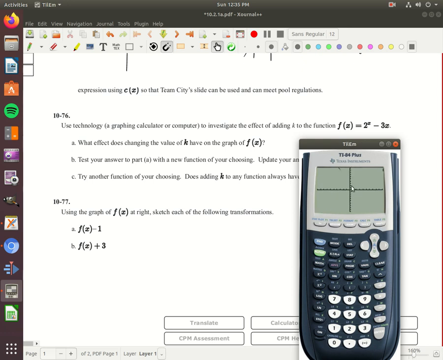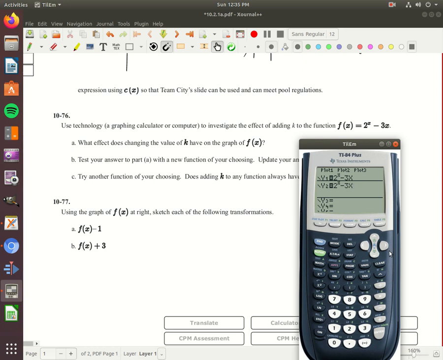And you can see kind of an irregular, curvy shape, kind of a cool shape. So what effect does changing the k have on this? I could do one of two things. I can either go in here and rewrite the equation, and I can say 2 to the x, again, minus 3x.